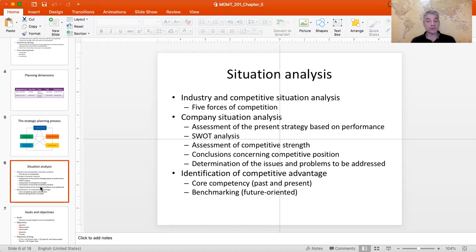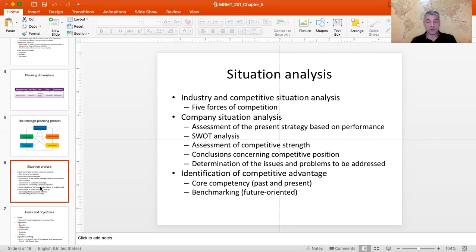Then you do the company situation analysis, and you start with trying to assess the present strategy based on performance. This is where many smaller companies, startups, will actually find themselves in trouble. They do not know what the strategy is. Every firm actually follows some kind of strategy, but unless it was developed consciously, people in charge may not be able to verbalize it, may not be able to formally describe it.